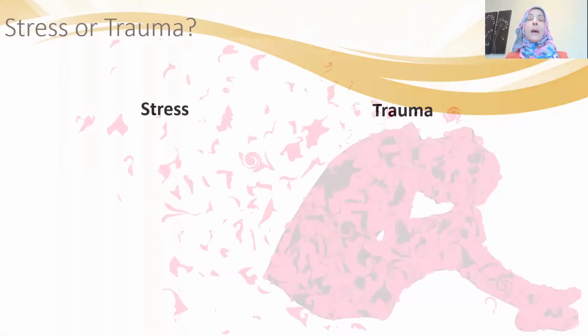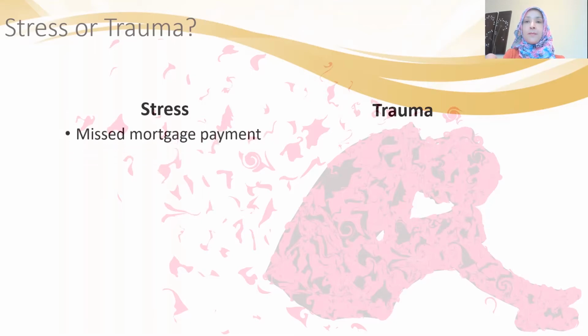So we're going to do a group activity here. And the idea of it is to see examples of events that can be described as stressful versus those that are traumatic. So I will call out a phrase and I invite you to respond with whether you think it's stress or trauma. So the first situation is a missed mortgage payment. Would that be considered stress or trauma? That's an example of a stressful life event.